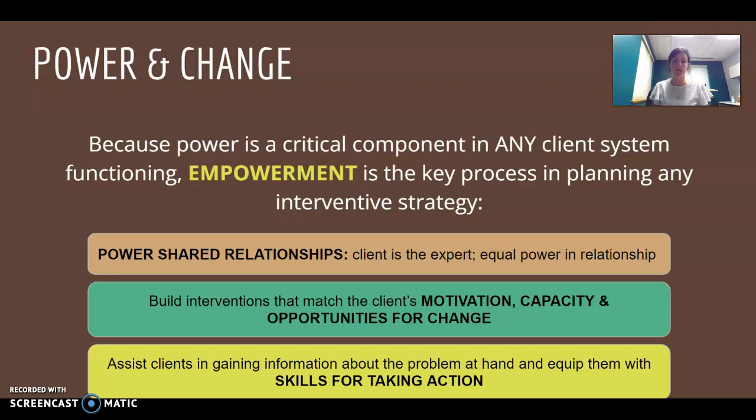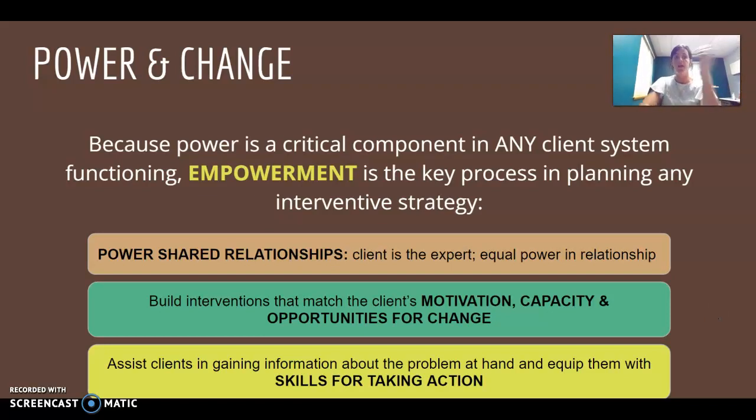So you really want to look at the equal power in relationships, especially just being mindful of diversity, some of our own personal biases that we might be taking into relationships, biases our clients might have. It can be a huge barrier to motivating the client towards any sort of change. So we really want to build interventions that match the client's motivation, capacity, and opportunities for change.